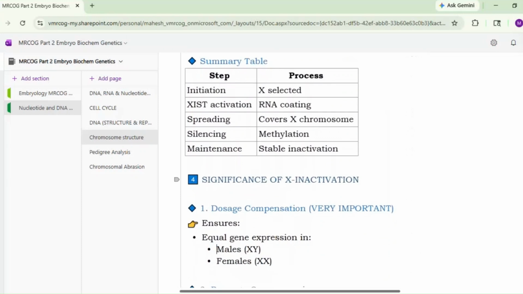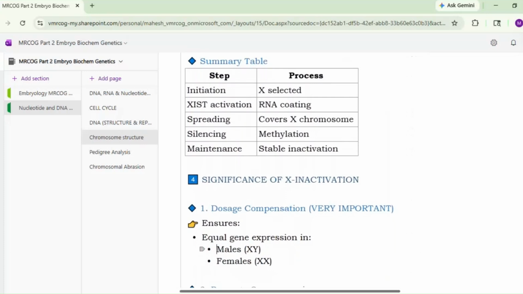Okay. Now, what is the significance of the X inactivation? Why should this X inactivation happen? You understand this well. So there is dosage compensation. This is very important. It ensures equal gene expression in males and females, because males have XY, females have XX. Each X chromosome carries certain information. If both get expressed, there will not be the same expression in males and females. For the expression by the X chromosome to be equal, one should get inactivated.